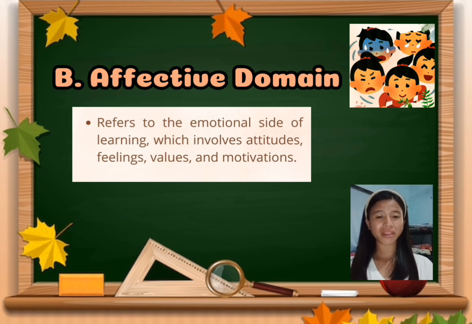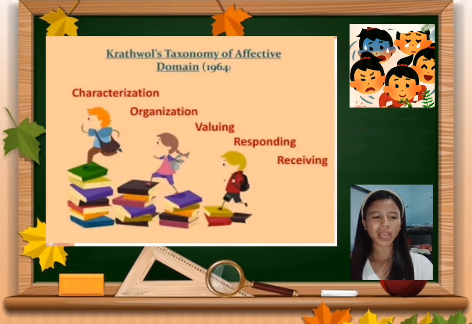The second level, we have the affective domain. When we say affective domain, this is emotions, attitudes, and values. This refers to the emotional side of learning, which involves attitudes, feelings, values, and motivations. This domain helps learners develop a personal connection to what they're learning, shaping their emotions and behaviors. The most widely accepted model for the affective domain comes from the Krathwohl taxonomy, which includes 5 levels.